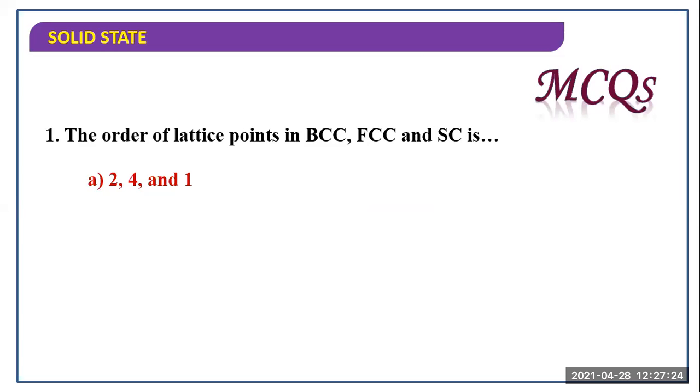So the order of lattice points in BCC, FCC and simple cube: for BCC it is 2, FCC is 4 and simple cube is 1. Okay, and the order of total lattice points is 9, 14 and 8. This is the total points, and total atoms in the unit cell are 2, 4 and 1.